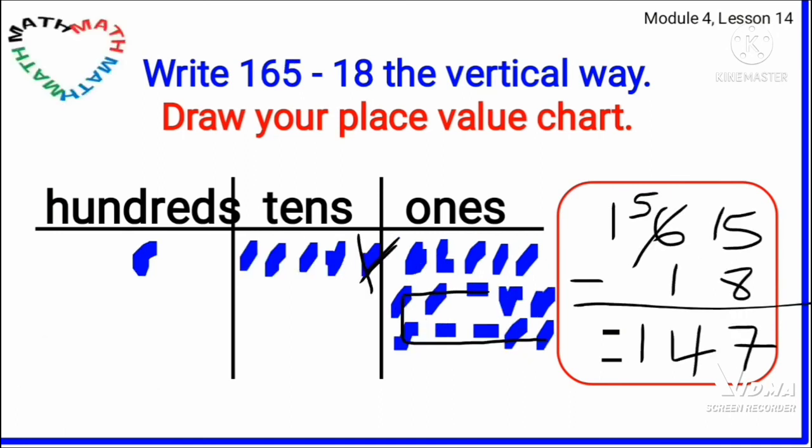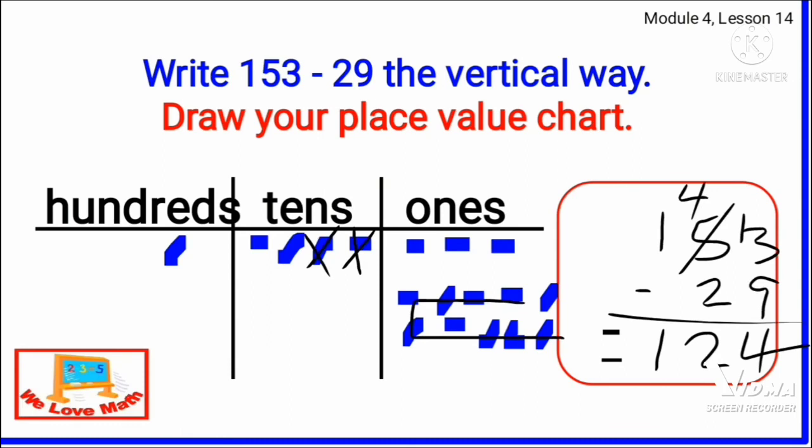Here's another question. 165 minus 18. On the right hand side, I've written the vertical form, and you also see the chip model. I have to decompose the 10 because I cannot remove 8 from 5. But when I decompose the 10, I now have 15 ones. So 15 ones minus 8 ones is 7 ones. 5 tens minus 1 ten is 4 tens. I bring down my 1 in the hundreds place. So my answer is 147.